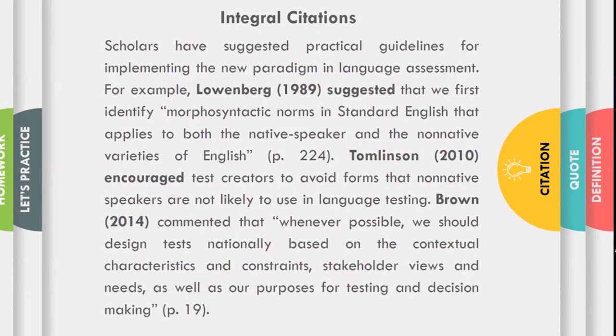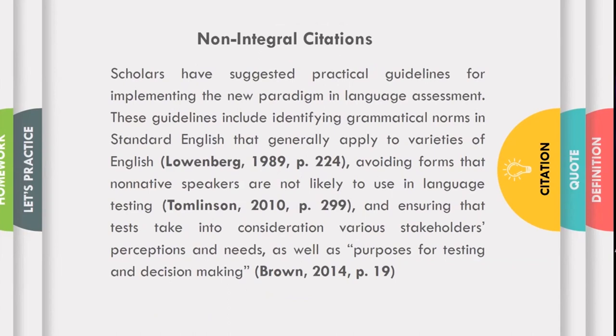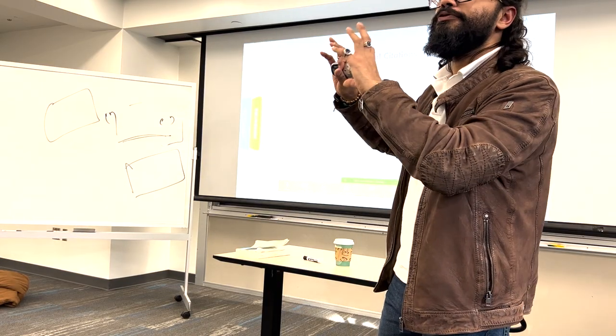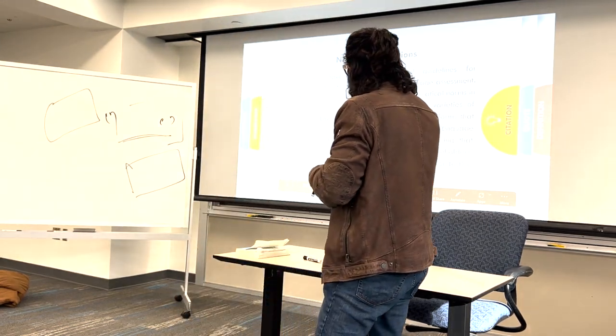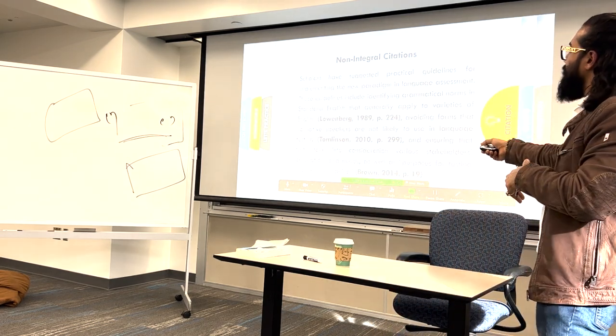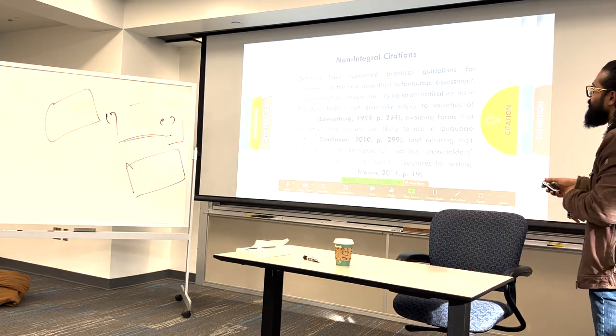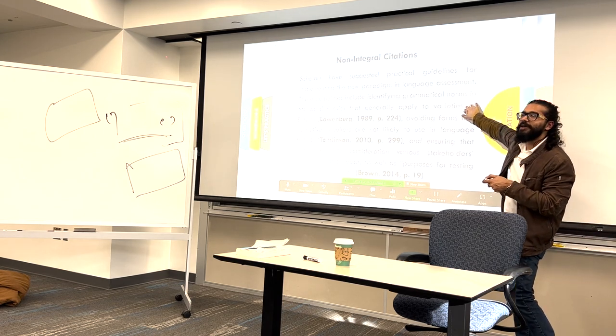Let me read the first one for you. Scholars have suggested practical guidelines for implementing the new paradigm in language assessment. For example, Lewenberg suggested that we first identify, then we quote it. Now, in contrast to this one, let's have a look at another example where Lewenberg is cited in a different way. Not a part of the sentence. Not a verb is used. Make sense? We are talking about it. These guidelines include identifying grammatical norms in standard English that generally apply to varieties of English. So it has actually been summarized, or a particular aspect may have been paraphrased.